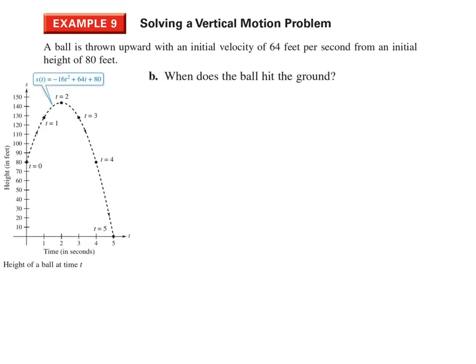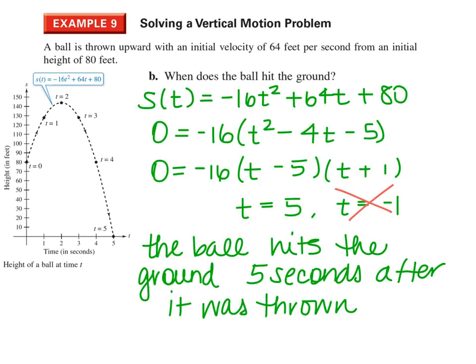Something else that's important in vertical motion problems is figuring out when that object hits the ground. So let's find out when that ball hits the ground. We have our original position function, which is great because all I really need to do is set that quadratic equal to 0 and solve for the times that it is on the ground. I'm able to factor out a negative 16, which is great because I get t squared minus 4t minus 5, and that's factorable to t minus 5 and t plus 1. So I set those two equal to 0, and I get a positive 5 and a negative 1. Obviously, we have to reject the negative 1 because I can't go back in time. So the ball hits the ground 5 seconds after it was thrown.